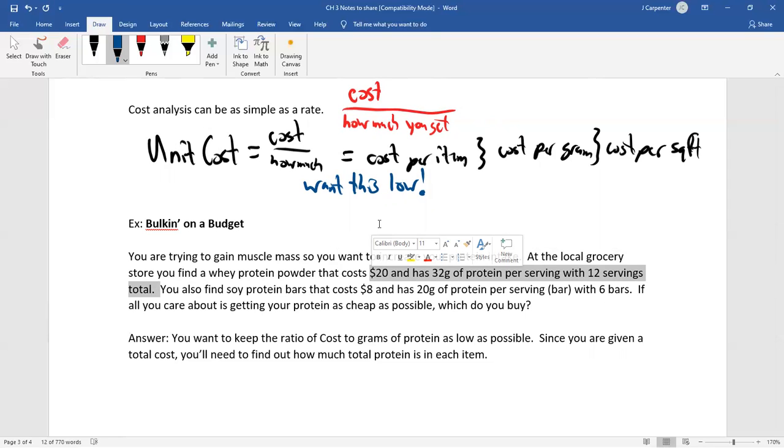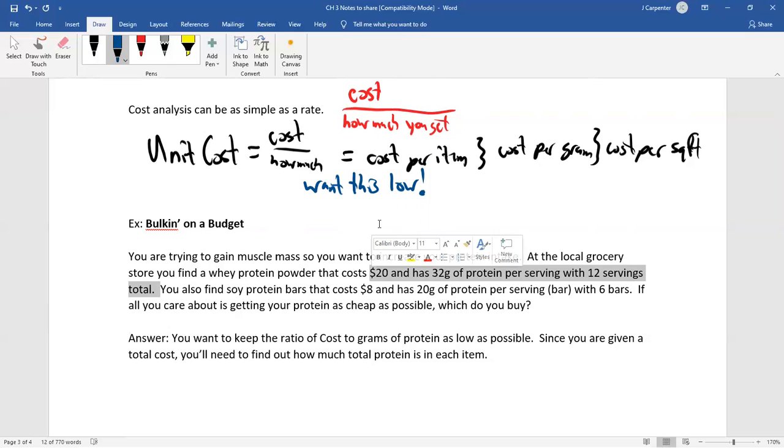Let's pretend that we're in Alaska or Oregon, or there's 3 other states, but that's not the point of the problem. So we're in Alaska. Yay, Alaska. So $20 gets you your protein, and in that protein you get 32 grams of protein per serving. So there'll be scoops. You do 2 scoops, and that's 32 grams of protein. And there's 12 servings in that container.